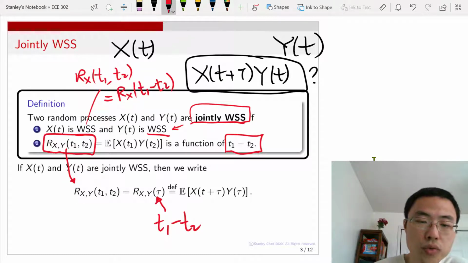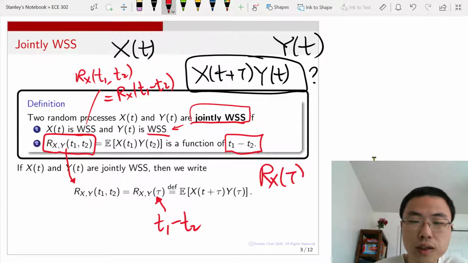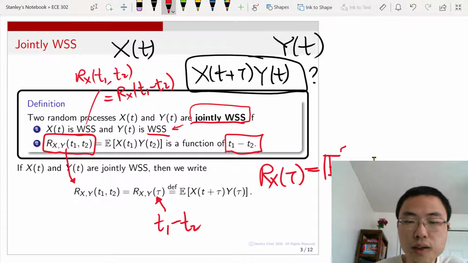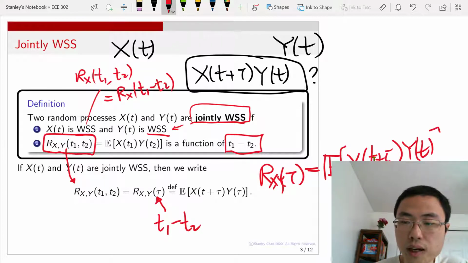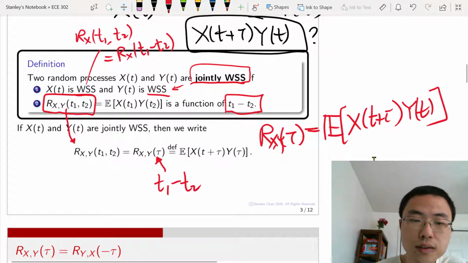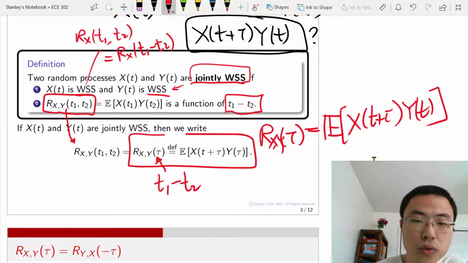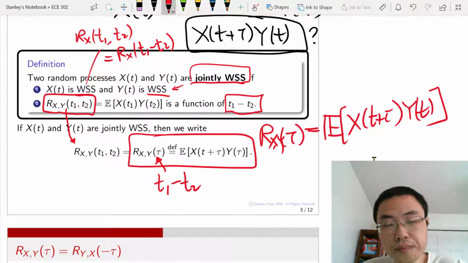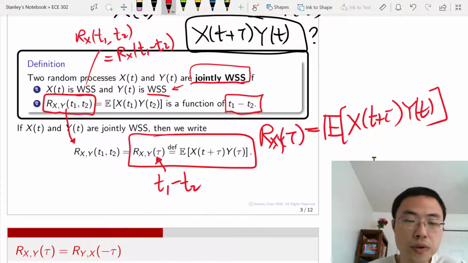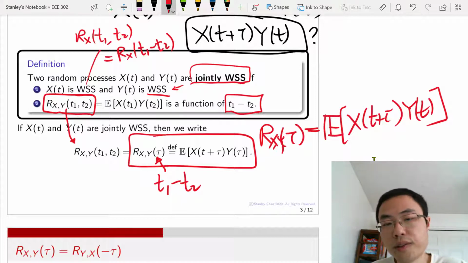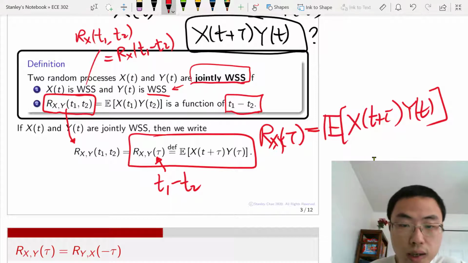In other words, Rxy of tau is defined as the expectation of x evaluated at t plus tau, and y evaluated at time t. This is my definition of the cross correlation for a pair of random processes x and y: x at t plus tau, y at t.